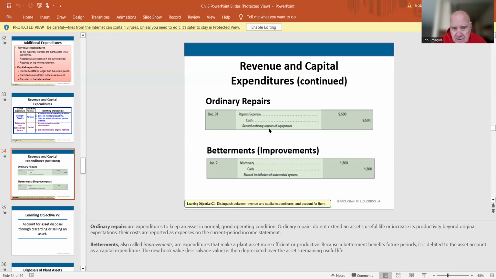Ordinary repair. You went out and you changed the spark plugs in your car. That's a repairs expense. Normal maintenance. You debit 500 repairs expense, credit cash. We're done. You went out and, like I said, you put a brand new 427 engine into your Volkswagen. Well, that is certainly an improvement which would go on the balance sheet.